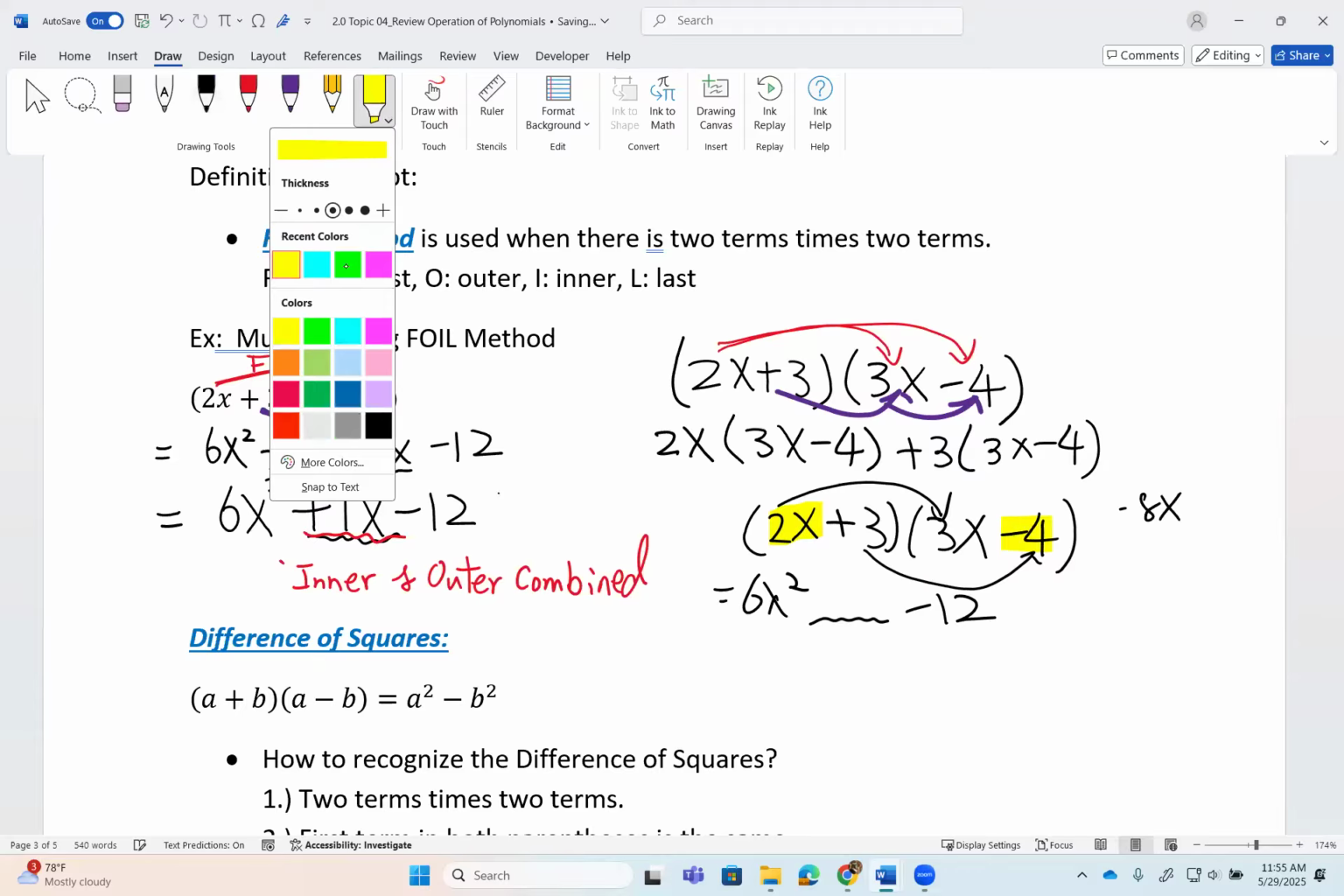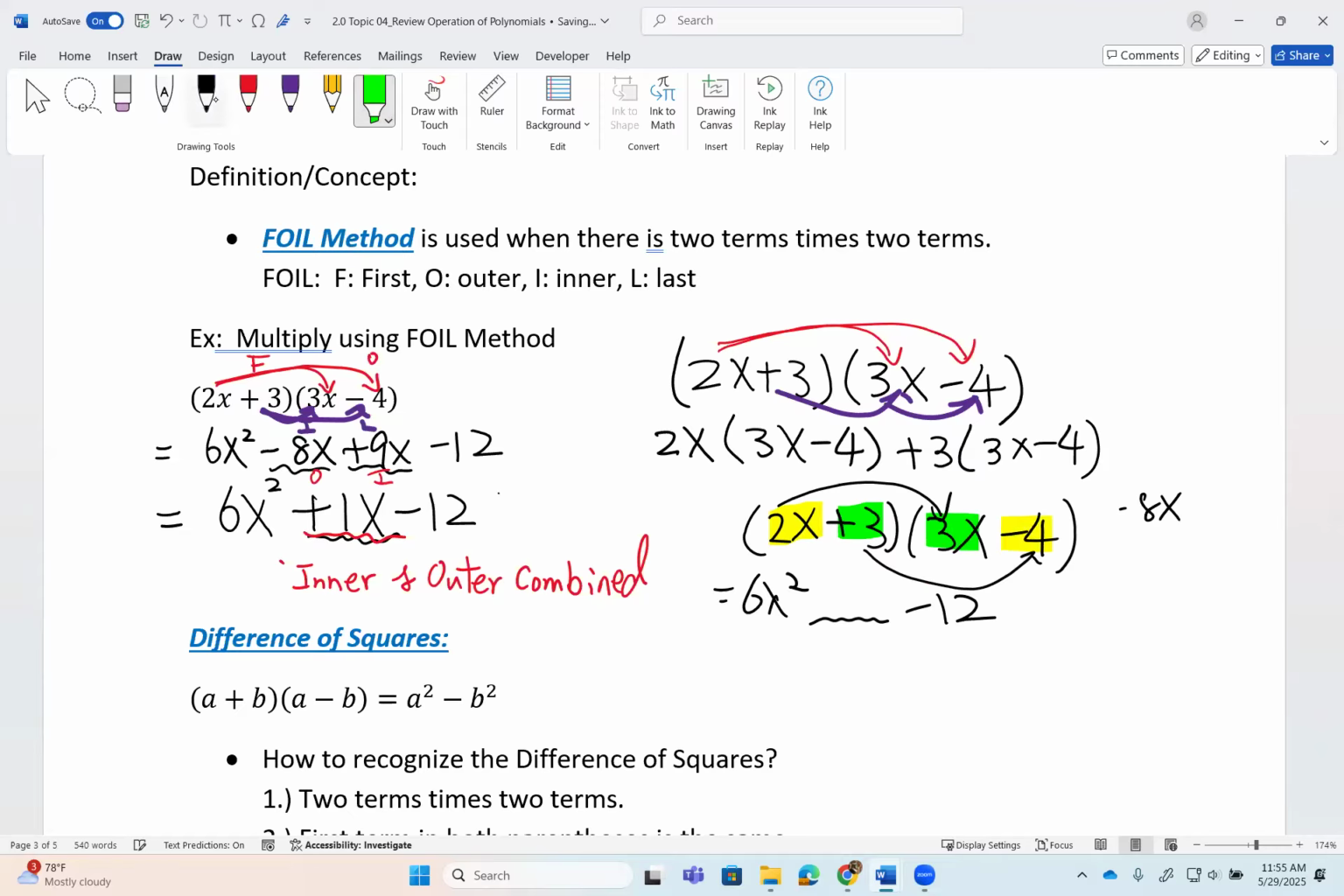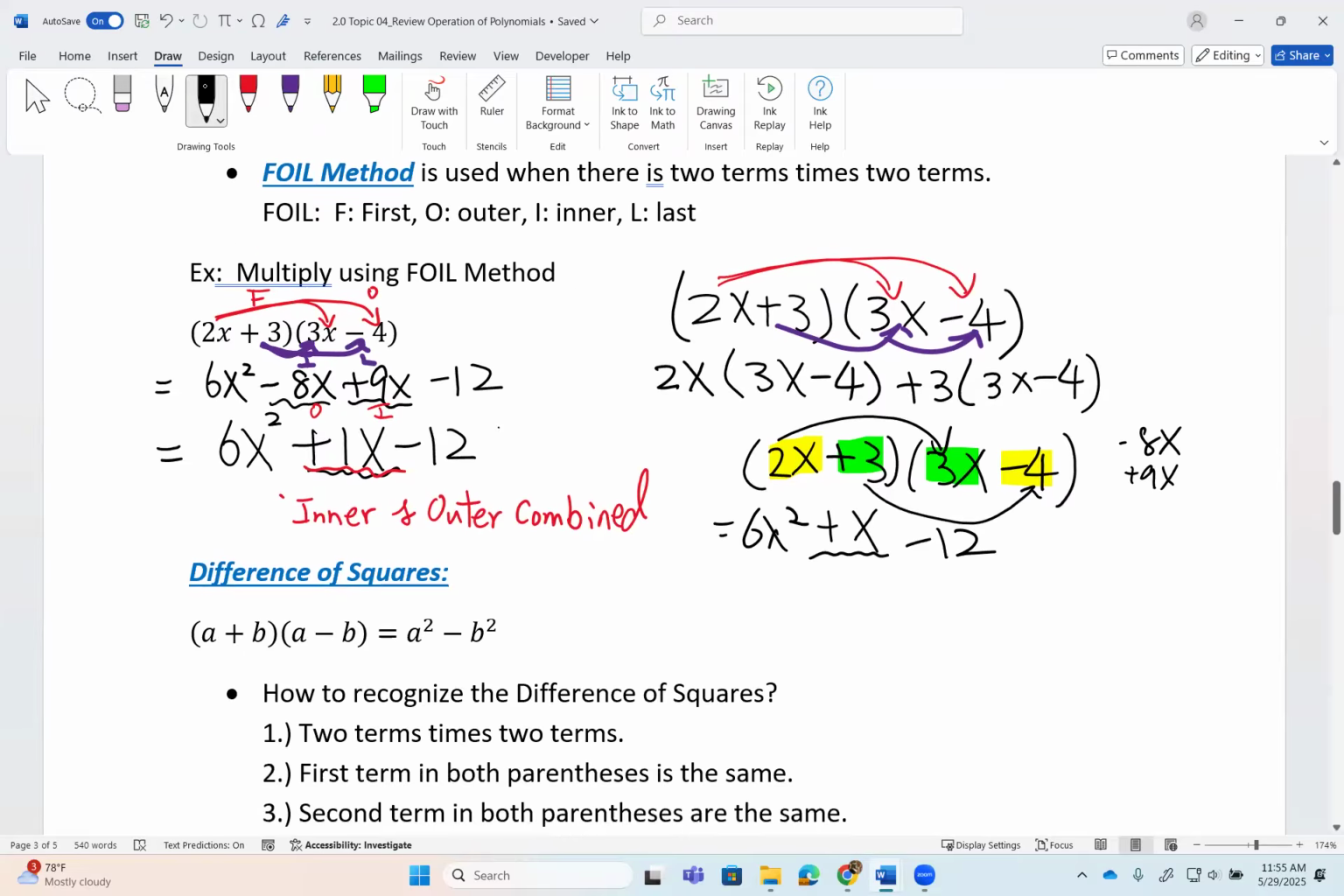The inner is positive 9x. So 9x and negative ax combined should be positive 1x. Okay, because in the next topic, when we review how to factor trinomials, we're going to do the FOIL method backwards. That's the reason why I want to mention that the FOIL method is really meant to be done by simply looking at it. So we're going to do this backwards in topic number 5 when it comes to factoring trinomials. But normally the FOIL method is first, outer, inner, and last, and then combine like terms.